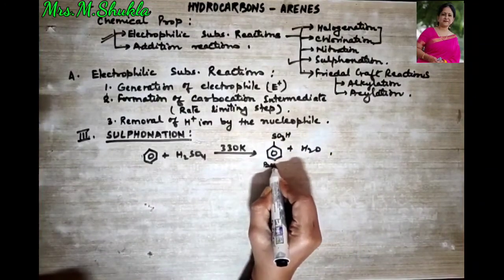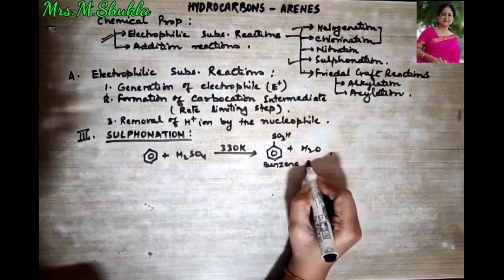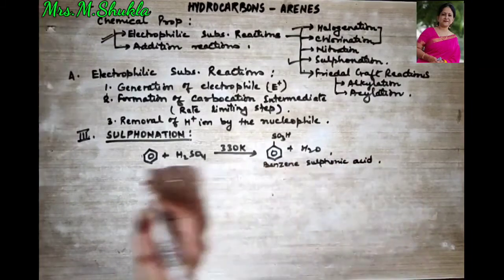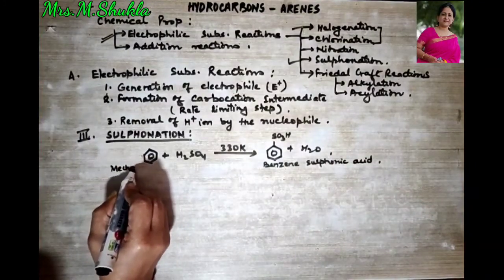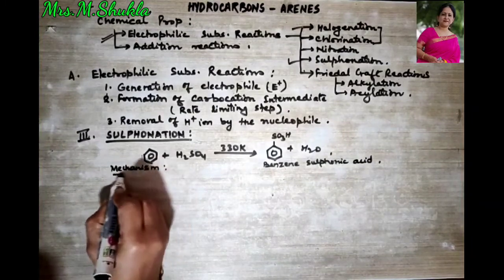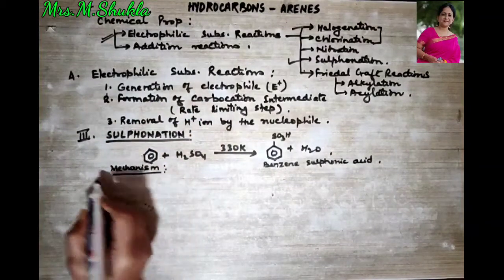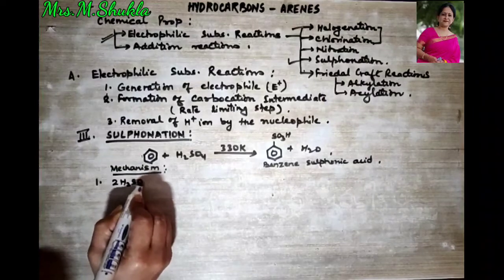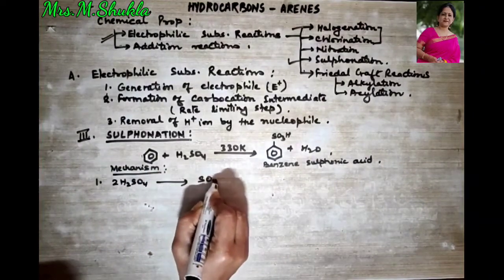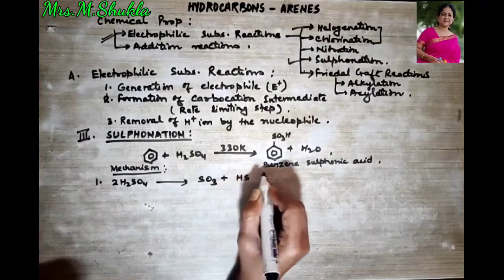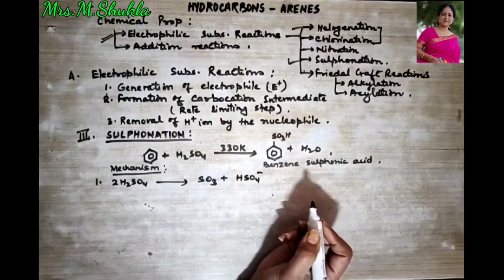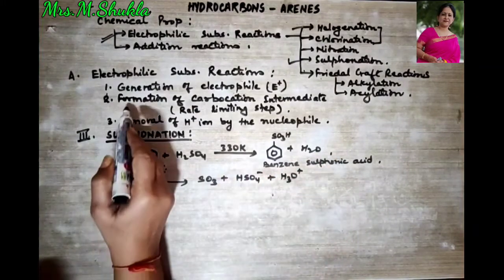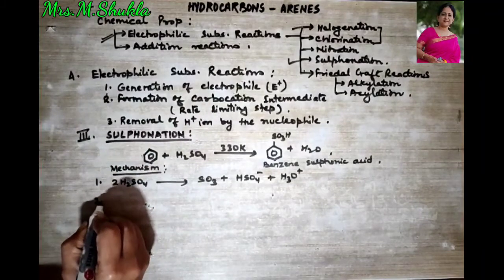Okay, this is called your benzene sulfonic acid. Now let us look at the mechanism, right? For mechanism, the first step is what? The generation of electrophile. So let us look at the generation of electrophile. So here 2H2SO4 is going to give us SO3 plus a nucleophile, that is HSO4 minus and hydronium ion. Now let us look at the formation of carbocation, the second step.